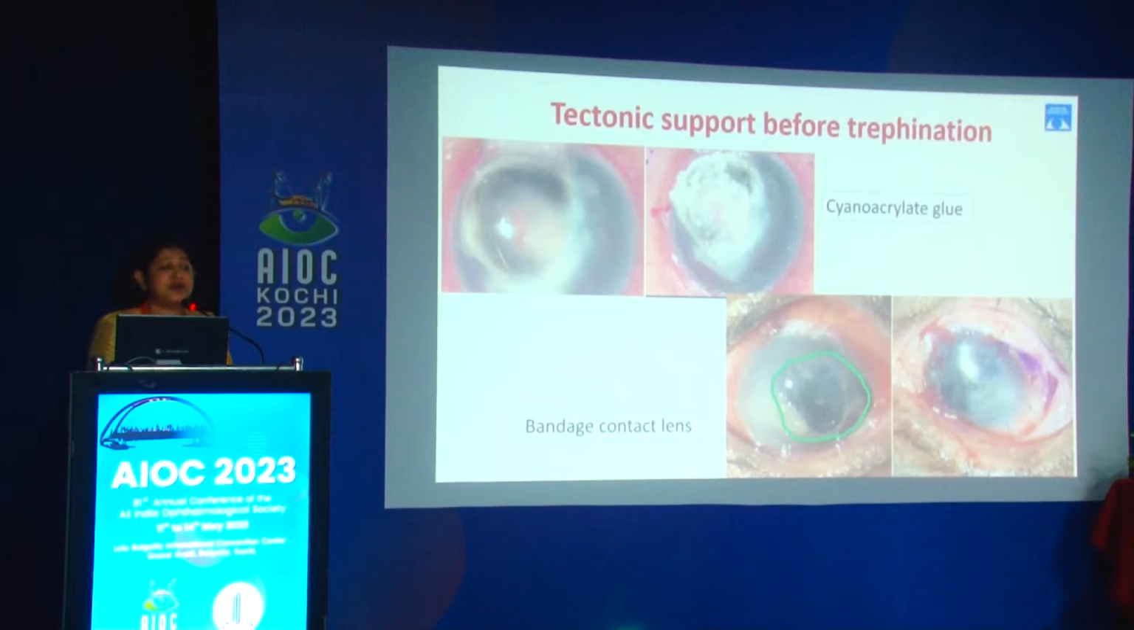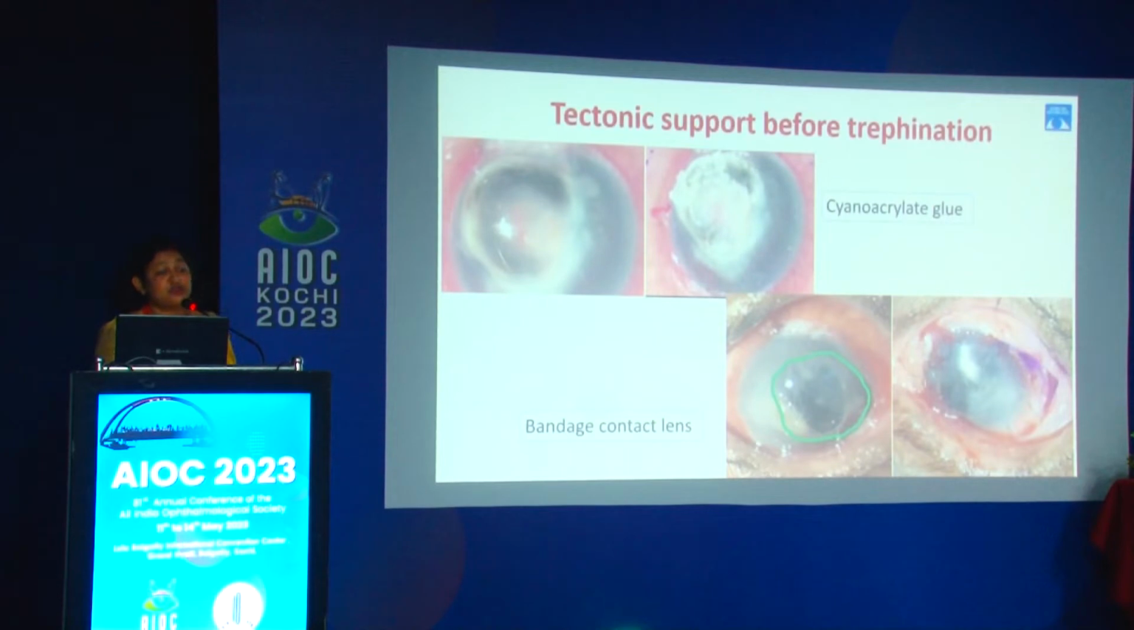Well, if you have patients presenting with a pseudocornea or a perforation, before you go ahead with trephination, some kind of tectonic support will help stabilize the globe. So you can use either a cyanoacrylate glue, or in this second patient that we are seeing, this patient was a case of chemical injury who presented to us with a large perforation of around 6 millimeters.